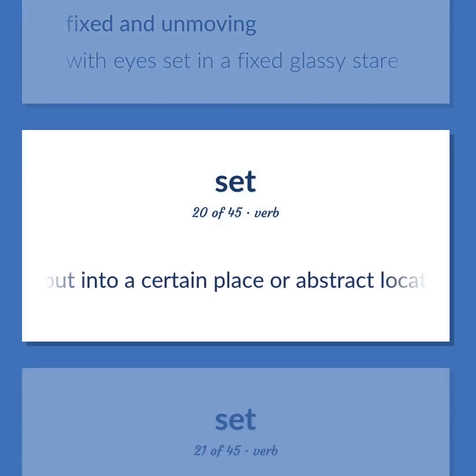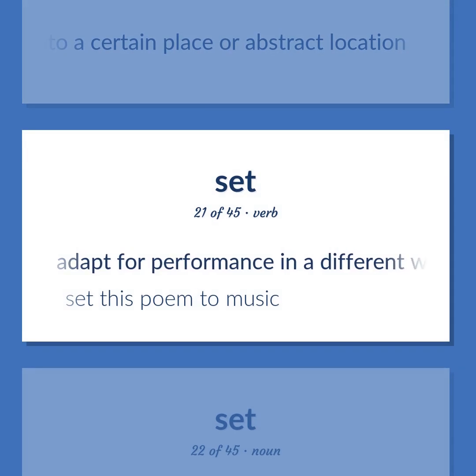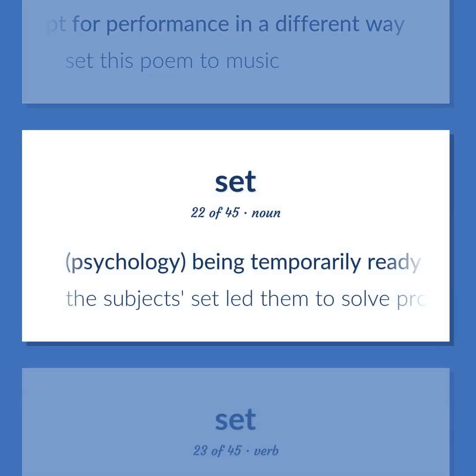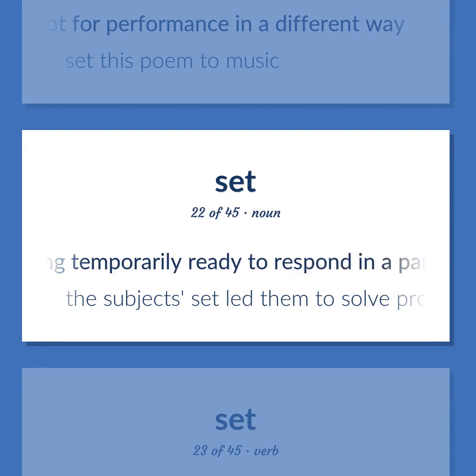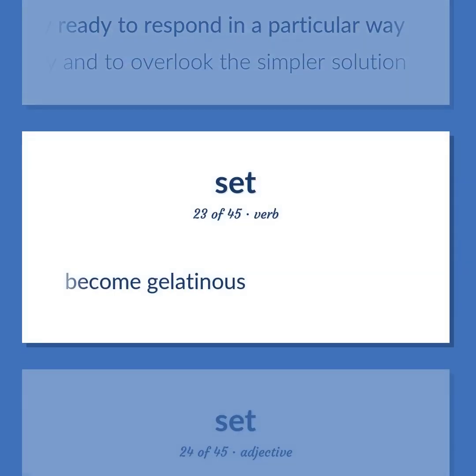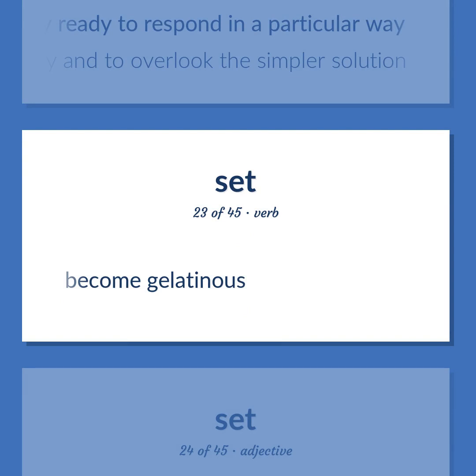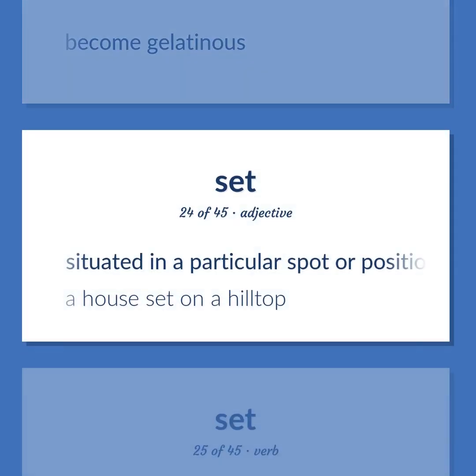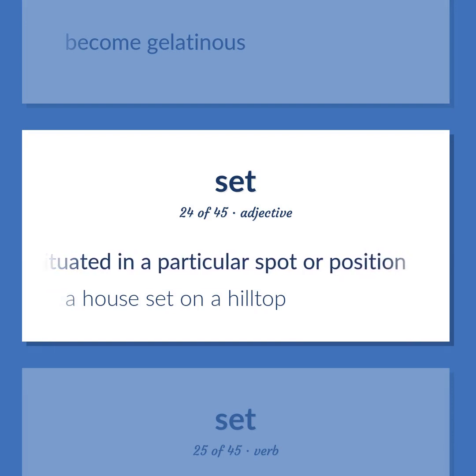Put into a certain place or abstract location. Adapt for performance in a different way. Set this poem to music. Psychology, being temporarily ready to respond in a particular way. The subject set led them to solve problems the familiar way and to overlook the simpler solution. Become gelatinous. Situated in a particular spot or position. A house set on a hilltop.